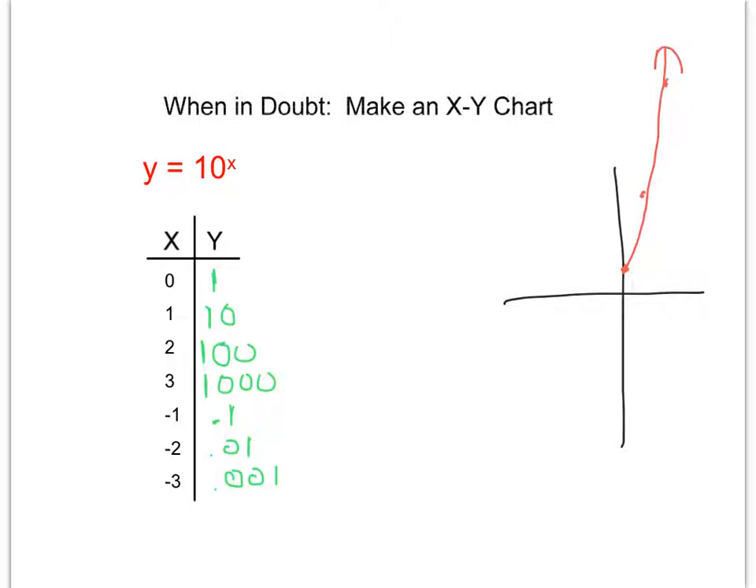But again, our function moves forever to the right. On the left-hand side, when x is negative 1, we're at 1/10. When x is negative 2, we're at 1/100th. When x is negative 3, we're at 1/1000th. So you can see we hug the x-axis. We never quite get there, but it's asymptotic to the x-axis. Goes through the point (0, 1), and shoots up to the right very, very quickly as it moves to the right. But once again, our domain is all real numbers, and our range is all positive numbers.